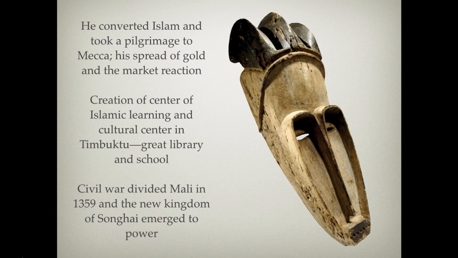Now, he converted to Islam, and he ended up taking a pilgrimage to Mecca, which all Muslims are supposed to do. But his spread of gold really was what he's most remembered for, being incredibly wealthy and having so much gold. As he's heading to Mecca, he's just pouring out gold on the people in every place. And it's interesting because then what you end up seeing is that the markets themselves, where he's traveling, are flooded with gold. Particularly Egypt is flooded with gold, which is a problem. That's not a good thing.